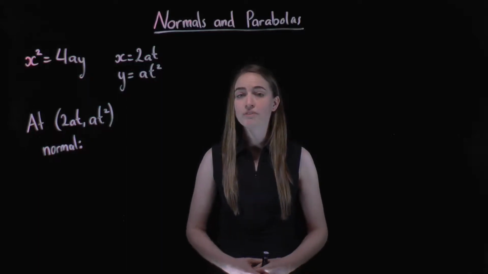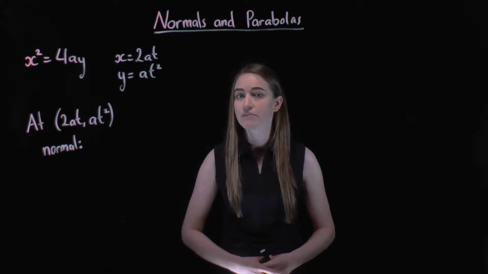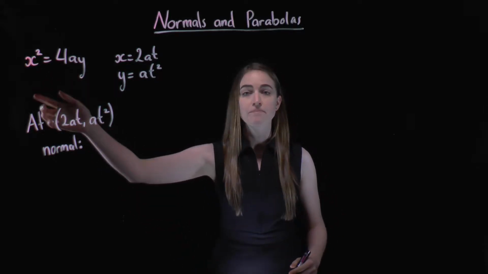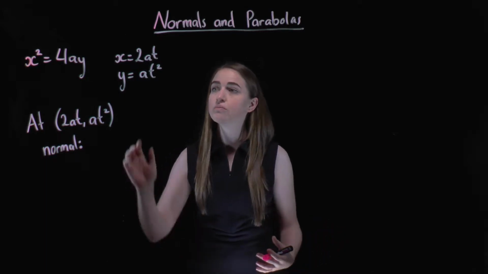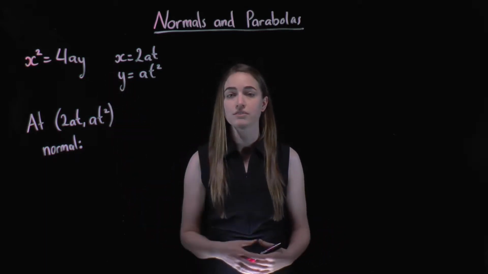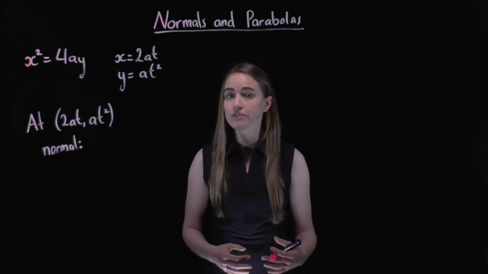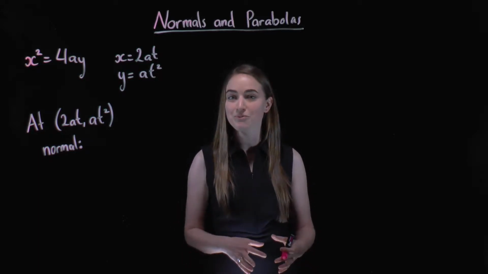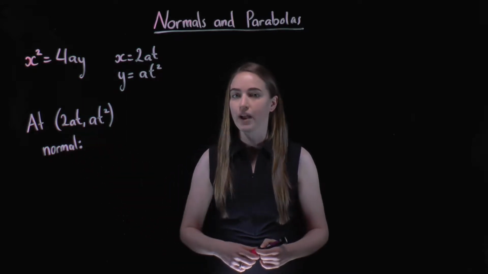In this video, I want to have a look at normals and parabolas in the context of parametrics. So once again, we're going to have a look at our basic parabola, which is x squared equals 4ay, or in parametric form, it's x equals 2at, y equals at squared. So first we're going to go through and find the equation of the normal to the parabola at this point here.